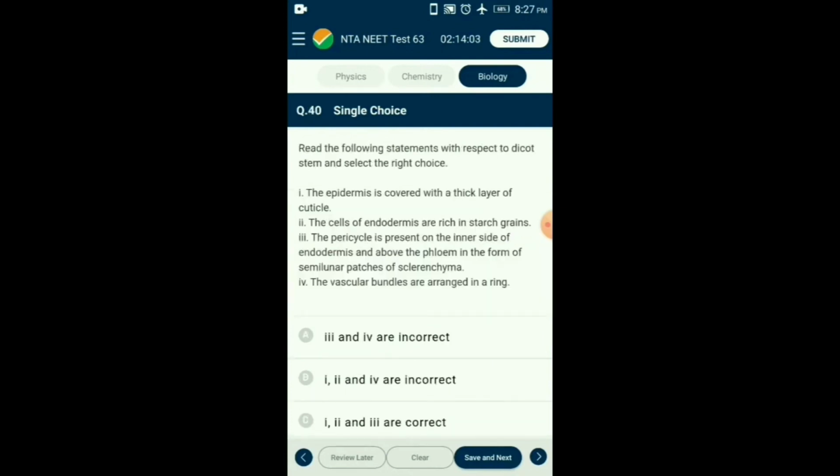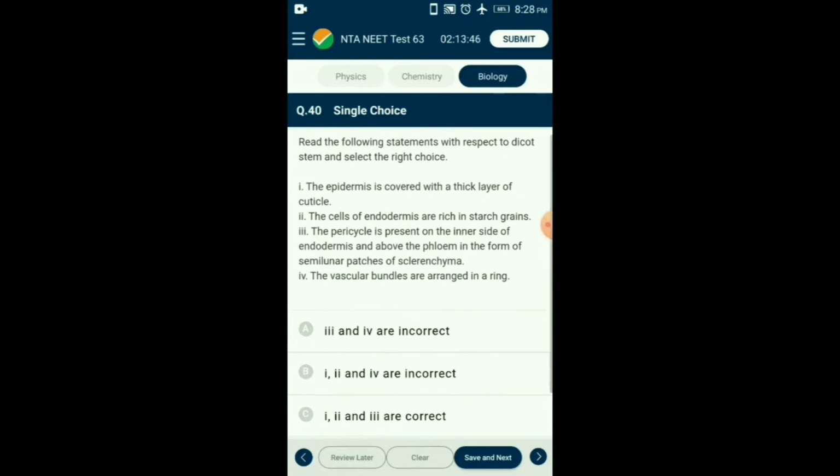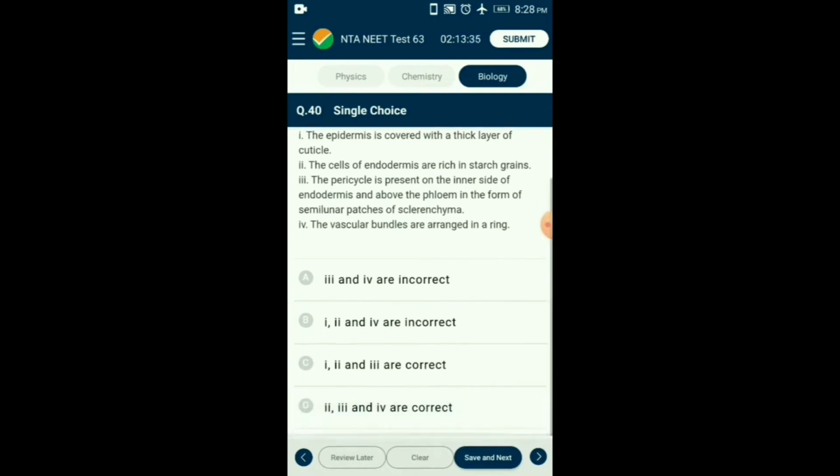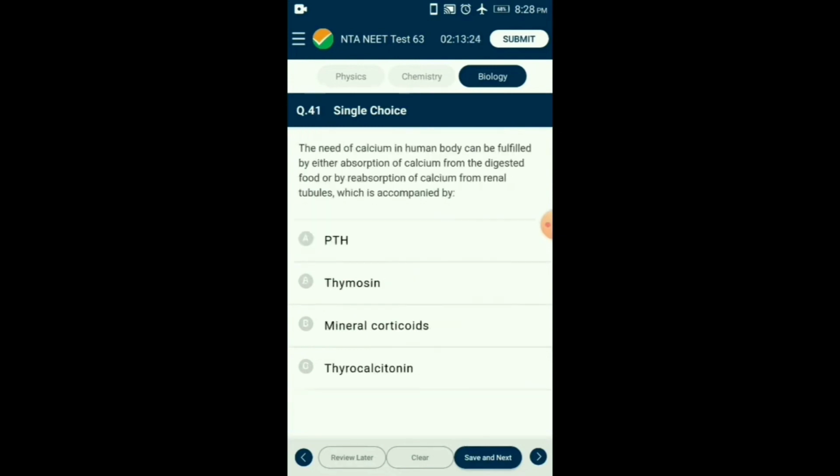Question number 40. Read the following statements with respect to dicot stem and select the right choice. Here 4 statements are given. In the dicot stem, the epidermis is covered with a thin layer of cuticle with few trichomes. Except for option 1, all other options are characteristics of dicot stem. So the correct option for this question is option D. Second, third and fourth are correctly given. First one is wrong.